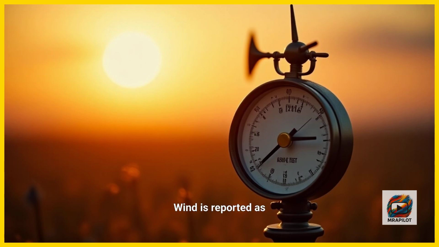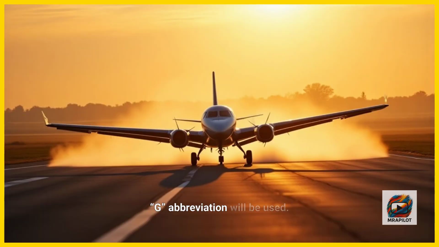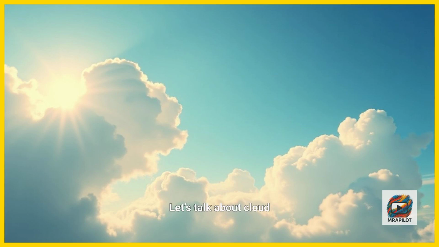Wind is reported as direction in degrees true, followed by the speed in knots. If wind gusts are expected, the G abbreviation will be used. Wind gusts can affect aircraft performance, especially during takeoffs and landings, so it's important for pilots to review wind data in the TAF carefully. Let's talk about cloud cover.